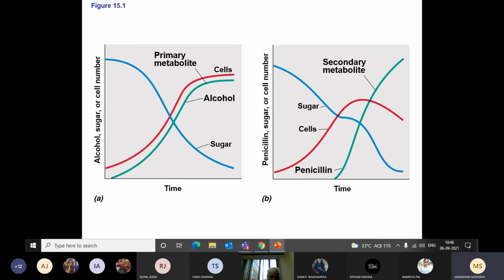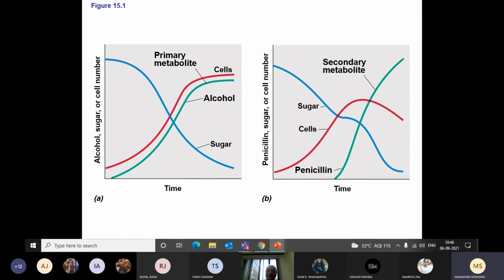So when they are growing, as mentioned, during the exponential growth phase, primary metabolites will be produced. So here it's alcohol. As you can see, whenever the cells are in the exponential growth phase, alcohol is being produced. And then once they begin to reach the stationary phase, the same happens to the alcohol graph as well, because the primary metabolite is produced only during the exponential growth phase.